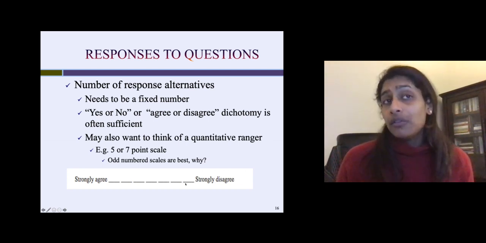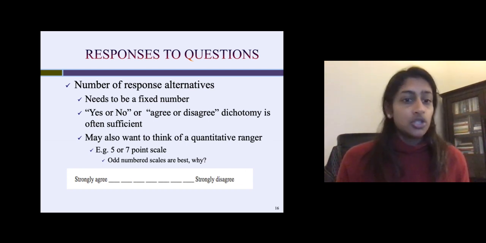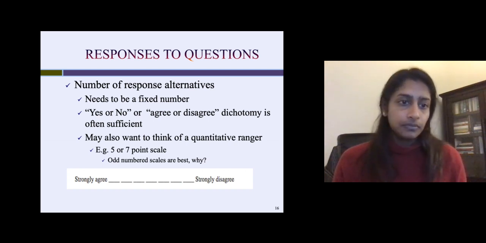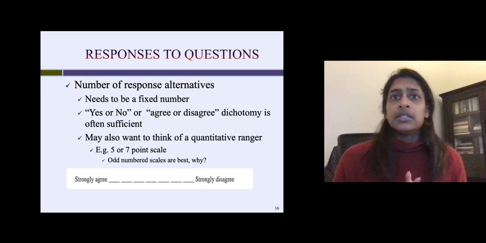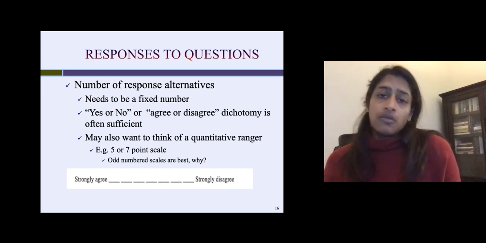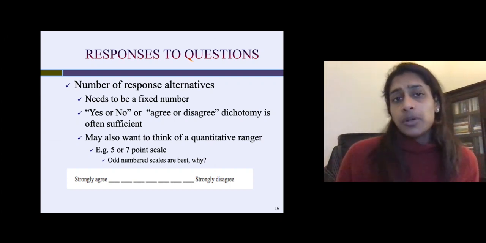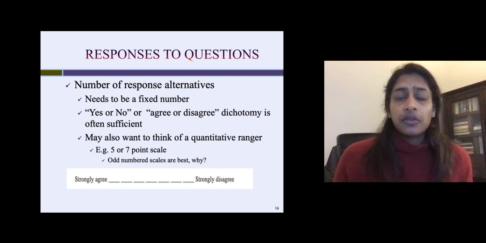Should you label all of those points? We call them anchor points. Should you label all of those? Only you can decide that. And there isn't, again, a right or wrong. It's just how your participants are going to interpret that survey or that scale.